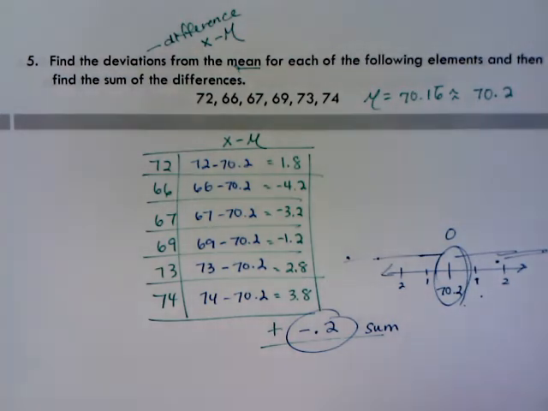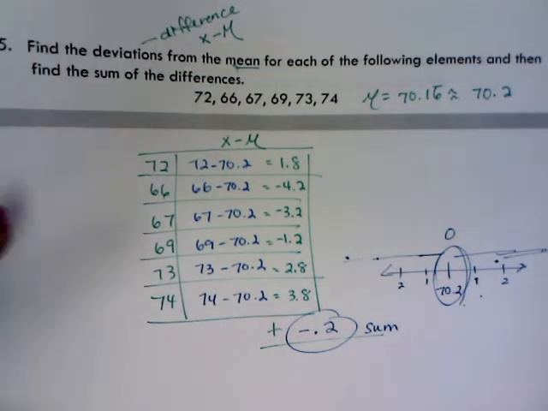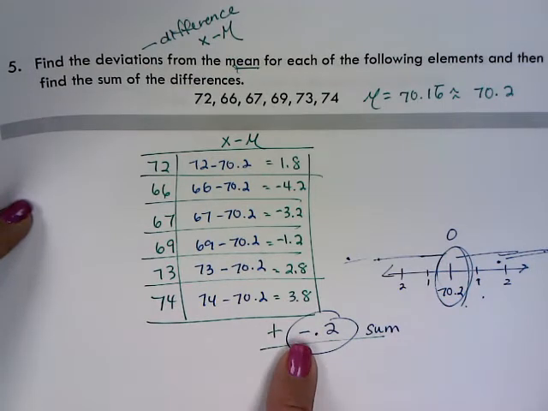No big deal. So that's how you can check if you found the deviation correctly. It should be right around 0.